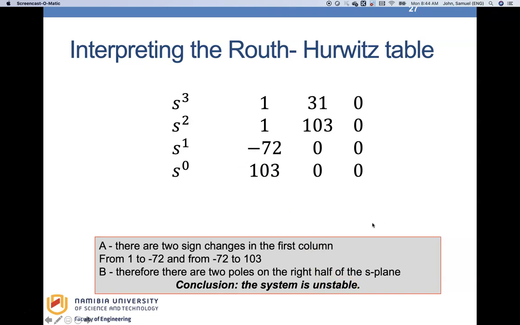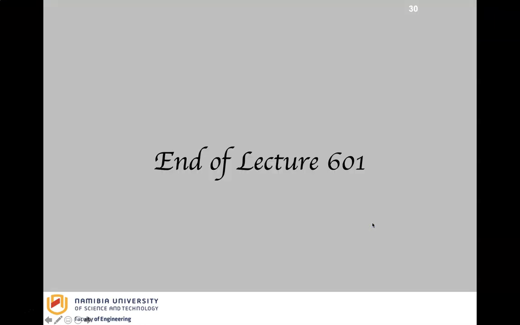I would like you to try the skill assessment exercise 6.1, which is on page 307 of your textbook, and see whether you can formulate the table. It is a 7th-order system, which means you're going to have 8 rows. It will be a very good exercise to help you to master the application of the Routh-Hurwitz table. So this is the end of lecture 6.01. In the subsequent lectures, we're going to be looking at very peculiar cases. So thank you very much.